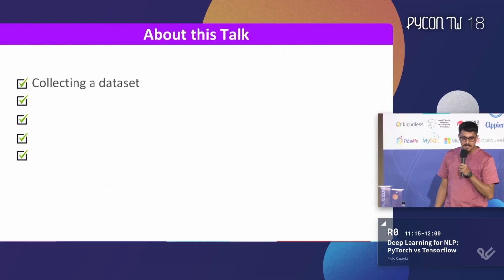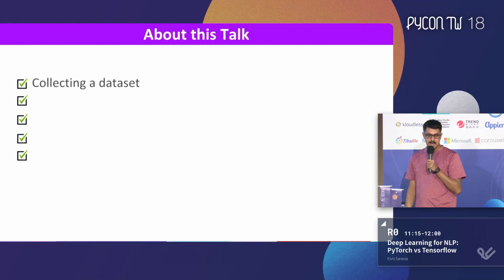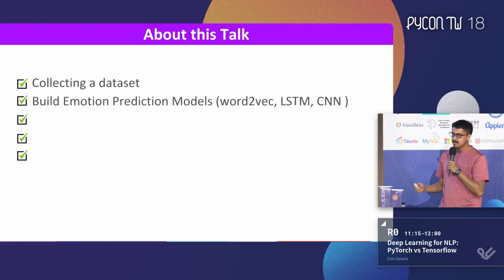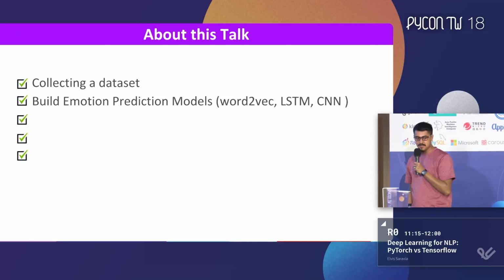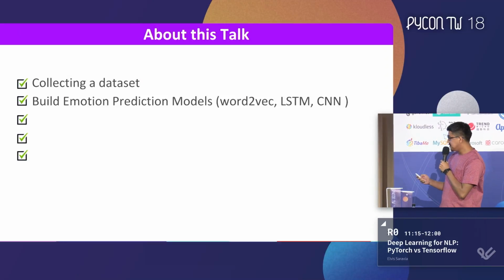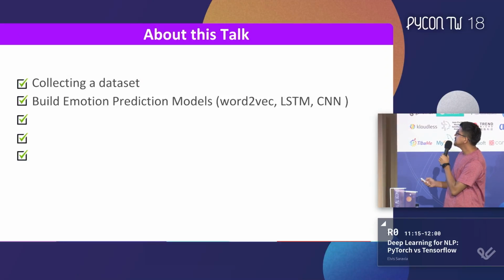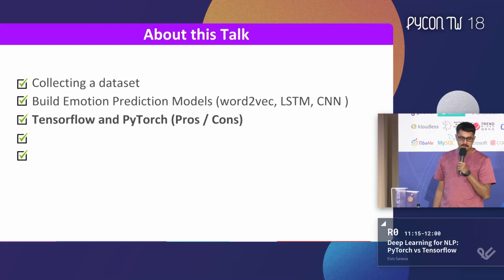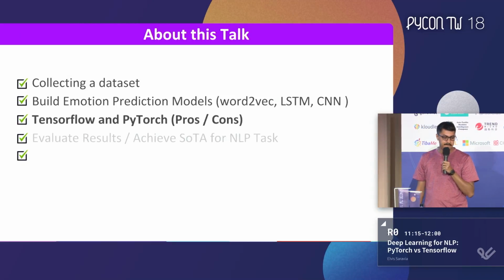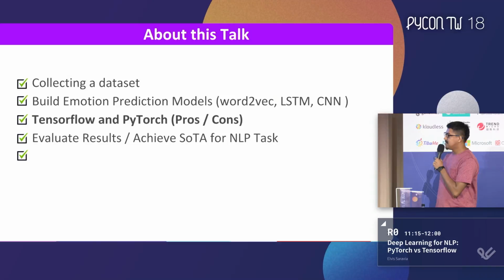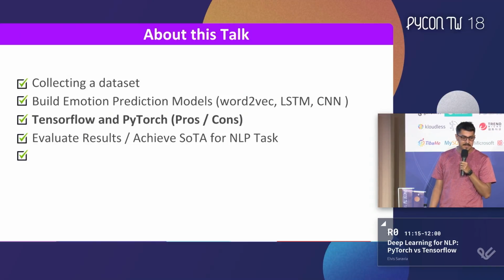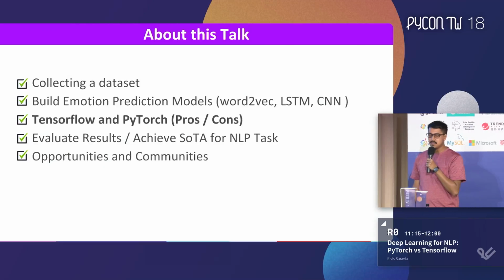About this talk, I will discuss how to collect a data set first, and then I will show you how to build emotion prediction models, and we're going to use some techniques that we may be familiar with, word2vec, LSTM, and CNN. And I will discuss the pros and cons of using TensorFlow and PyTorch. I will also evaluate some of the results I have with some of the data set and the experiments I did. And I will discuss opportunities and community.